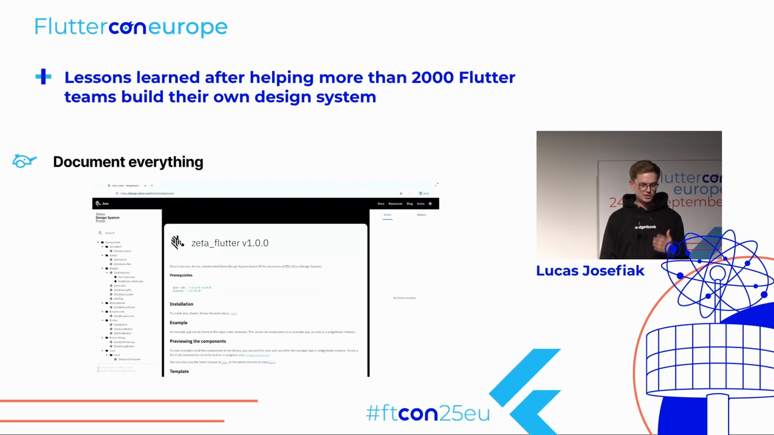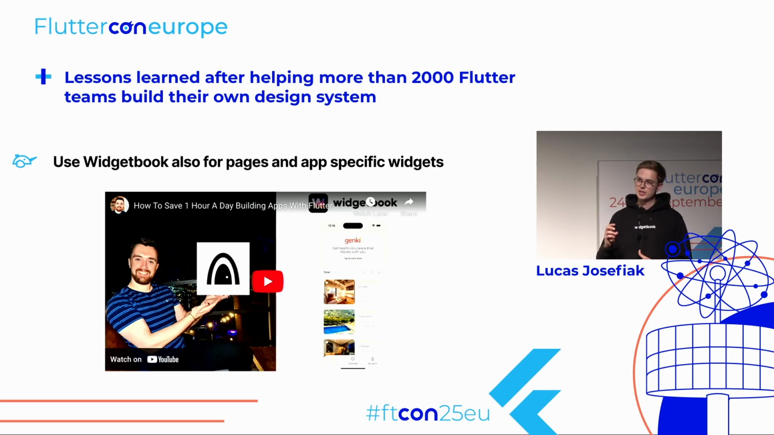And in the end, it's really important that you document everything. And here, again, I gave the example of Zeta. So documentation really ensures reusability and clarity. And you can include documentation in Widgetbook, like Zeta does. Or you can also store higher level guidance in other documentation tools. So we've seen customers using Notion, or we've seen customers using specific design system documentation tools like Zeroheight or Storybook as well. That also works.